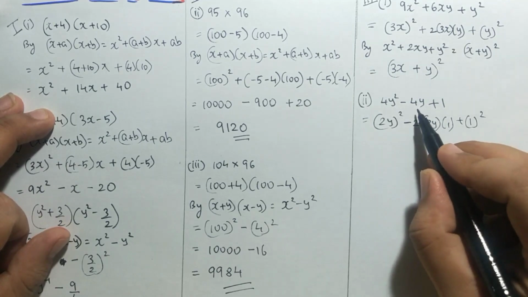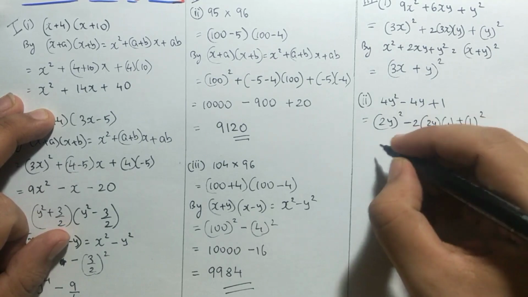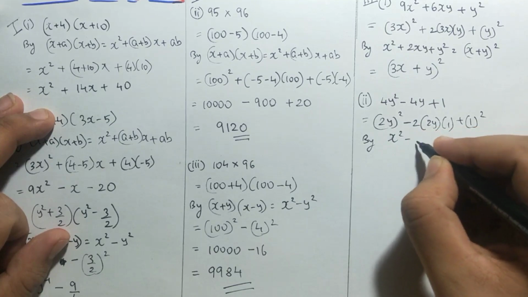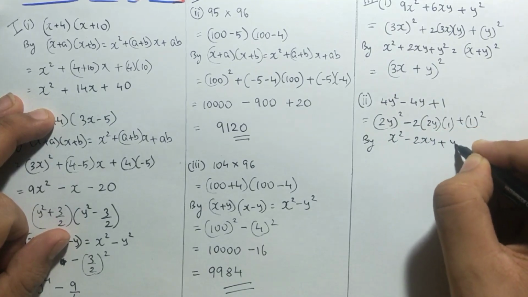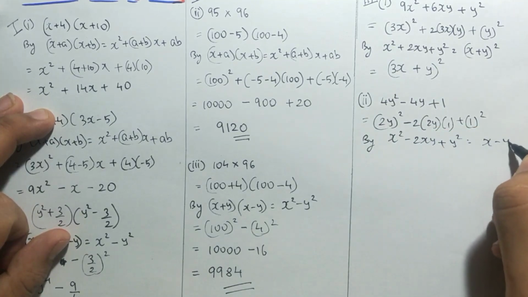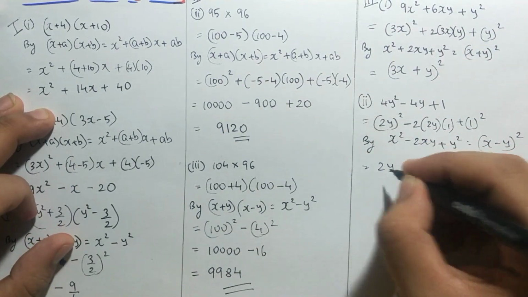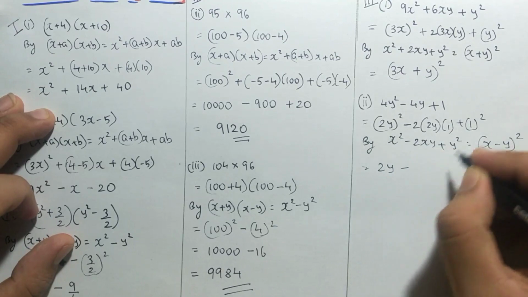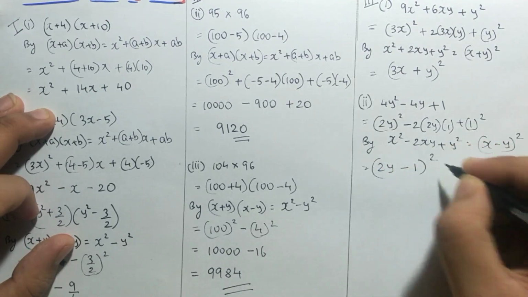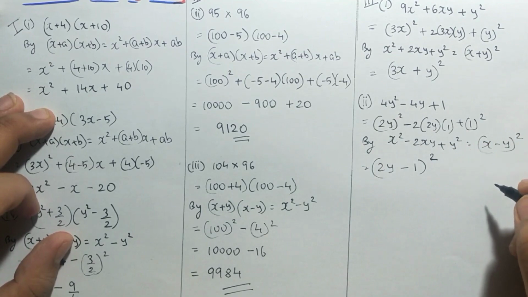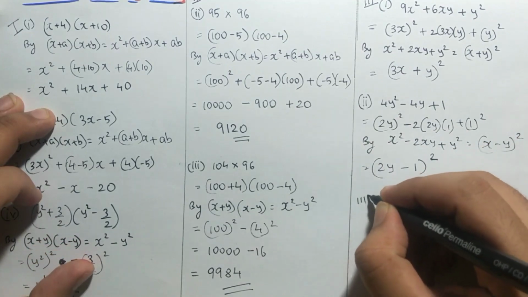Multiplying these 2 terms, are you getting minus 4y? Yes. So this is a perfect square. Perfect square of x square minus 2xy plus y square is x minus y the whole square. So this is 2y, that is my first term, minus last term, 2y minus 1 the whole square. Understood? I'm doing the third one.